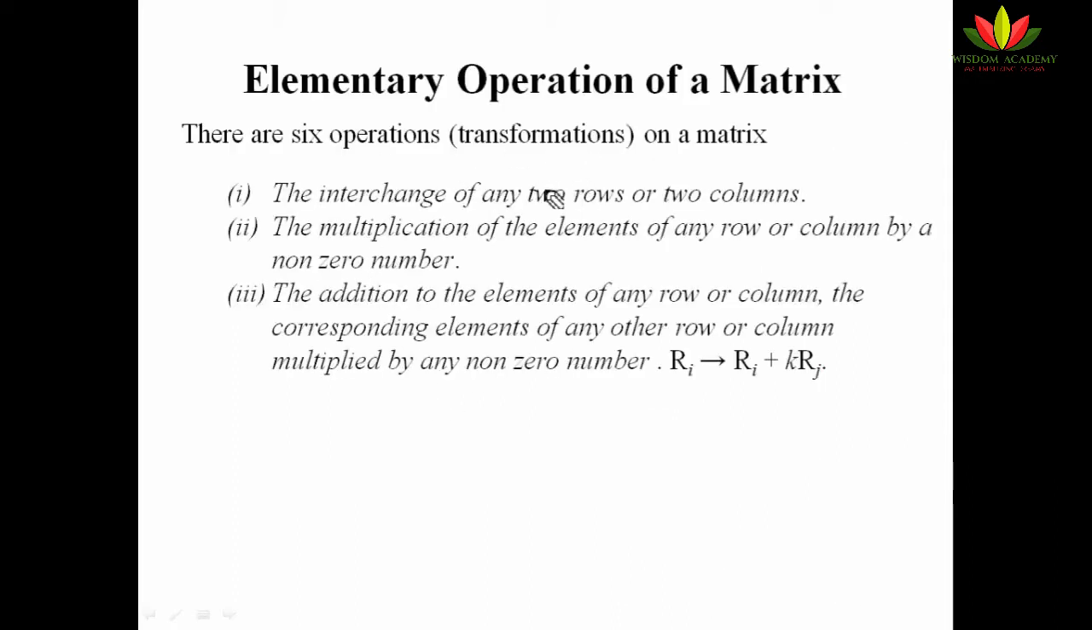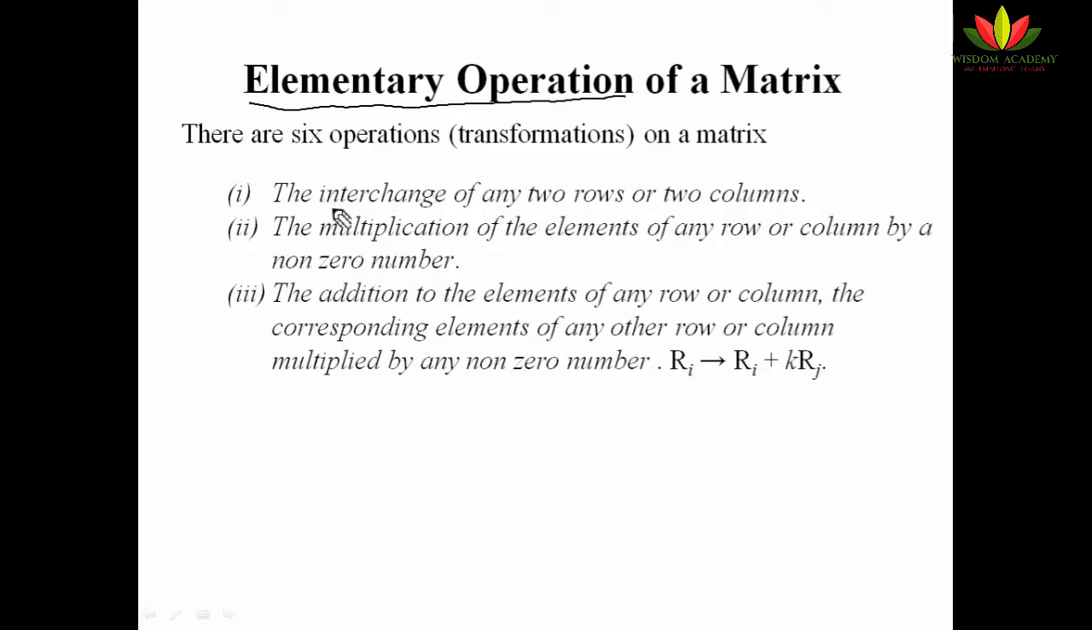So the next important operation on matrices is elementary operations. What we mean by elementary operation is, whatever operations we did with two matrices, now we are going to do an operation within a matrix. If I have a matrix, within that matrix itself we will do an operation. There are 6 important operations in the matrix, that is, elementary operations.